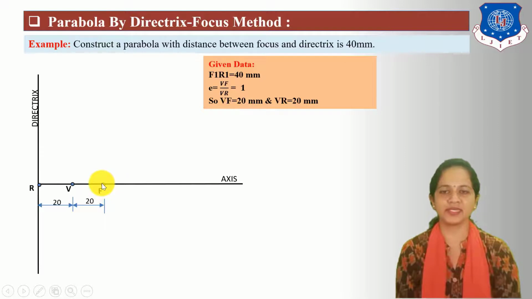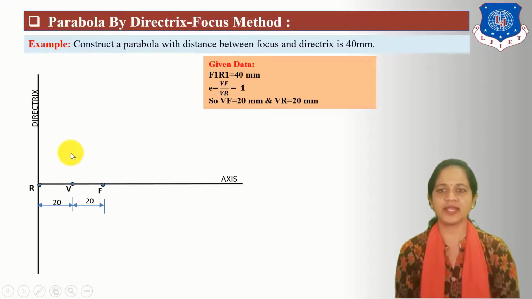Mark the F point. The distance VF is also 20 mm, because in a parabola eccentricity E is equal to VF upon VR, which is 1, and the total distance between focus and directrix is given as 40. So the distance VF is equal to VR, which is equal to 20 mm. Next draw a vertical line from the V point.